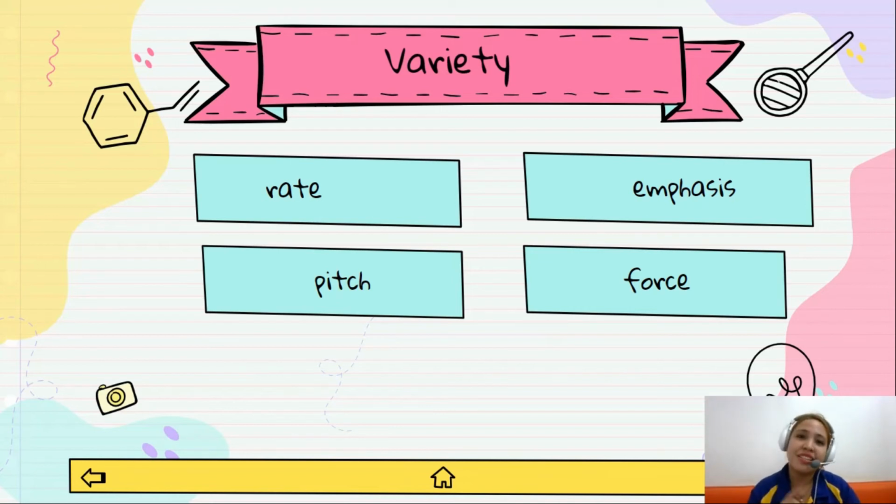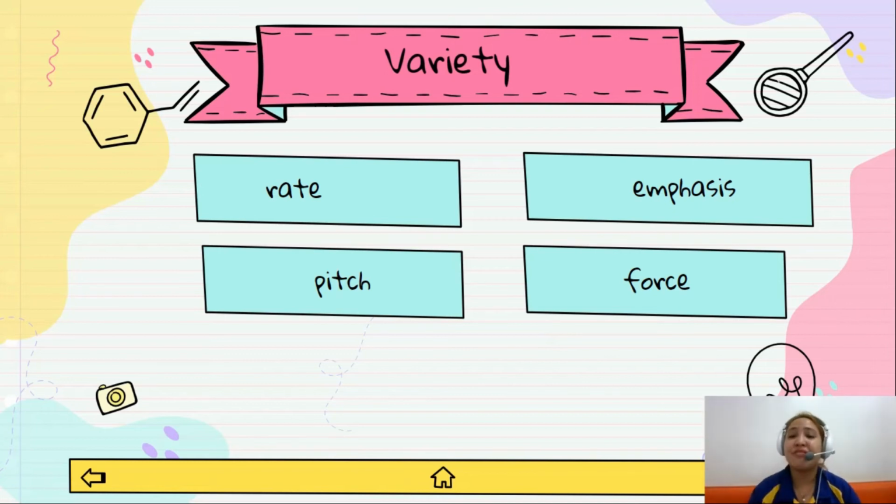But when I say, did Christina get the highest score in algebra? So I emphasize the word highest. It's like, are you really sure it's the highest score? So it might be different. Okay, so that's how we make use of emphasis.